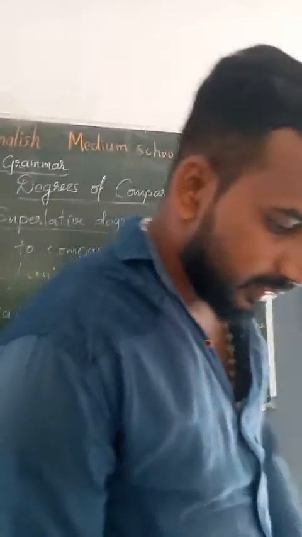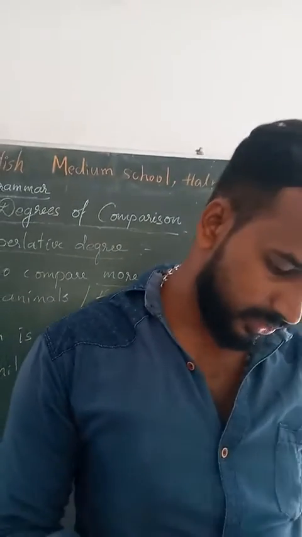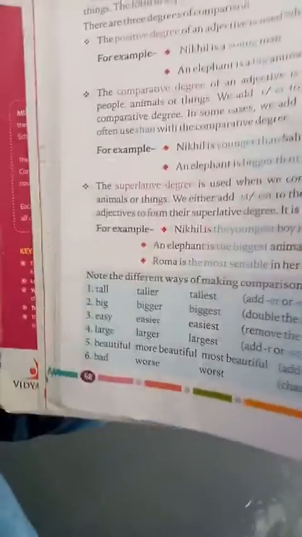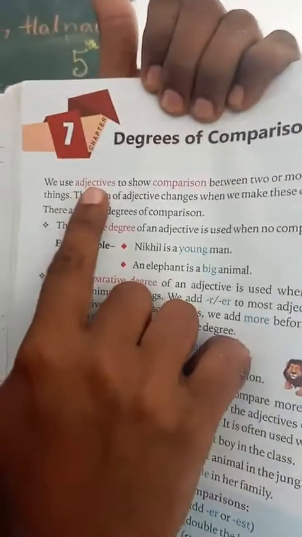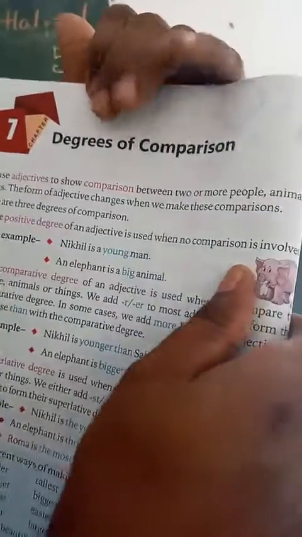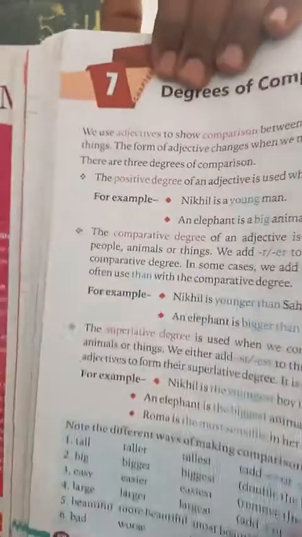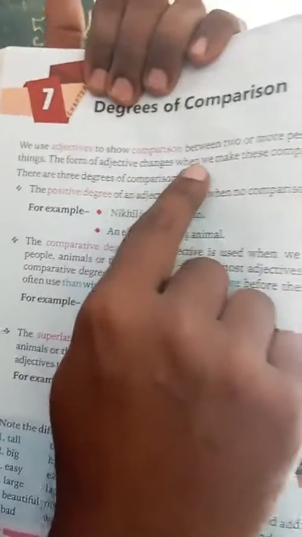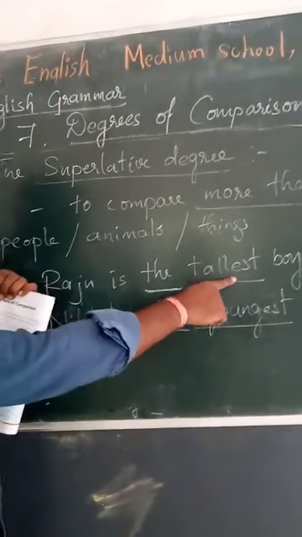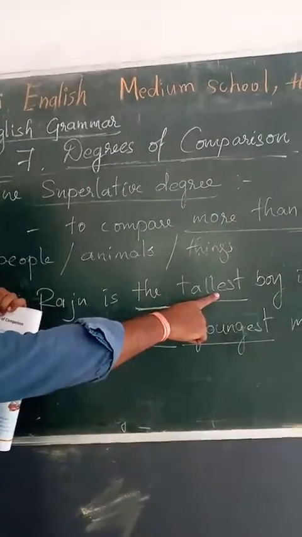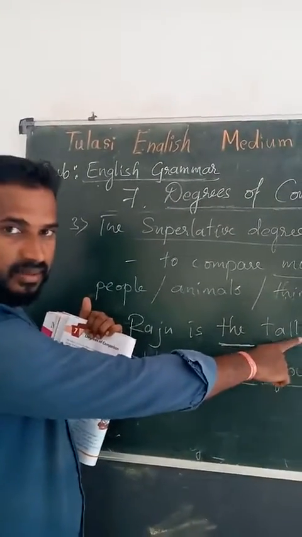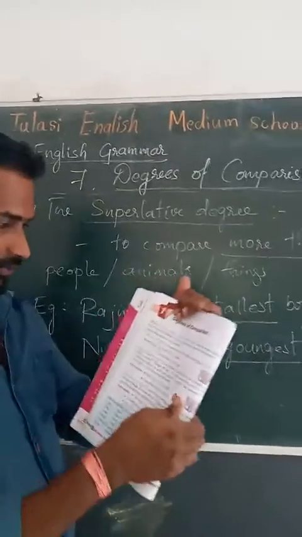See, in your textbook, page number 68, degrees of comparison: adjectives to show the comparison between two or more people or animals or things. See, comparison is highlighted. It's the main thing here. The form of the adjective changes when we make these comparisons. See, in the positive degree we use tall, in the comparative degree it is taller, and in the superlative degree it is the tallest.